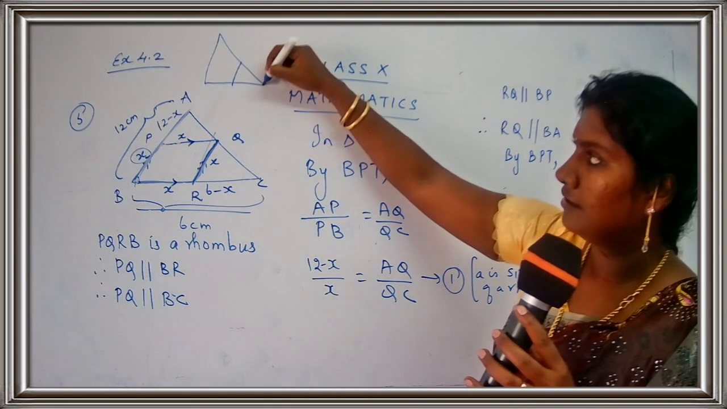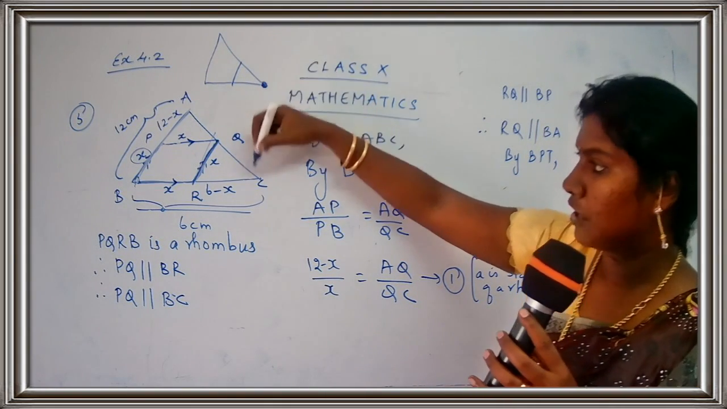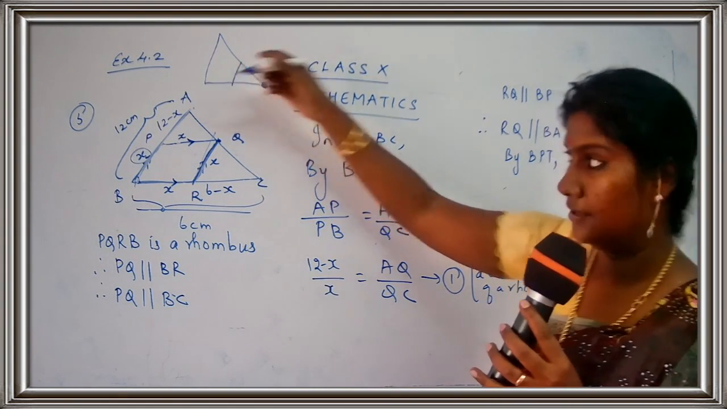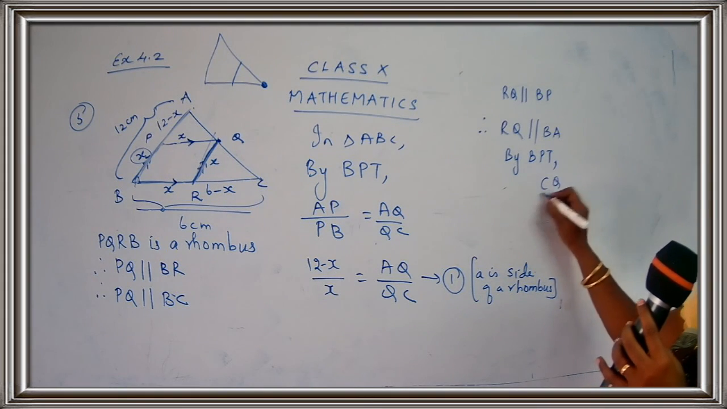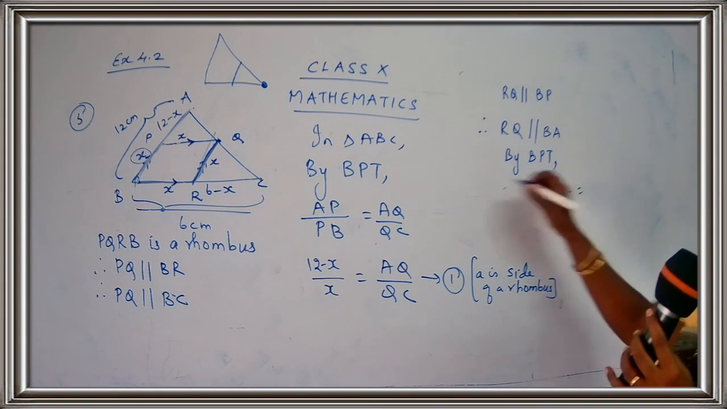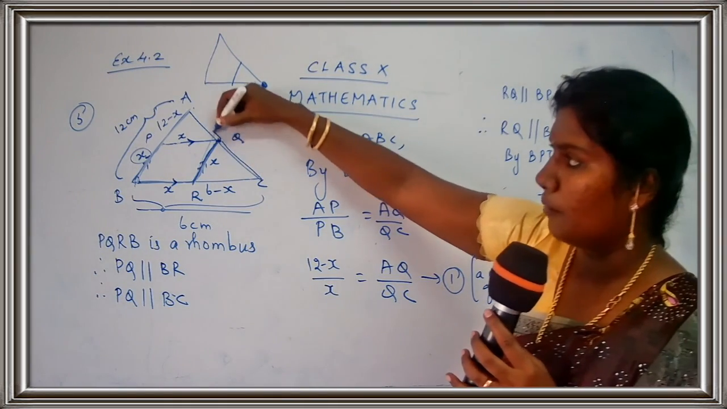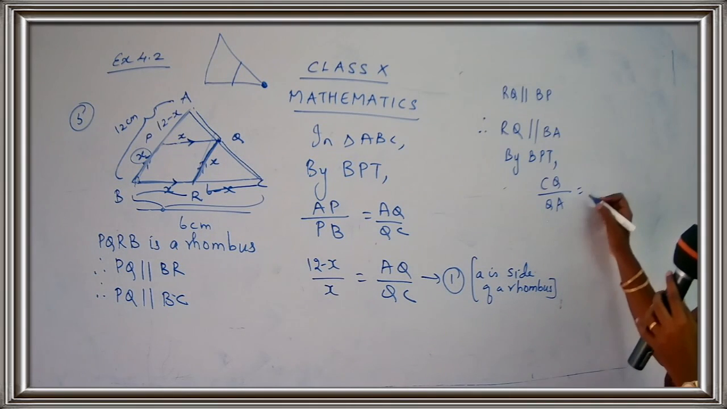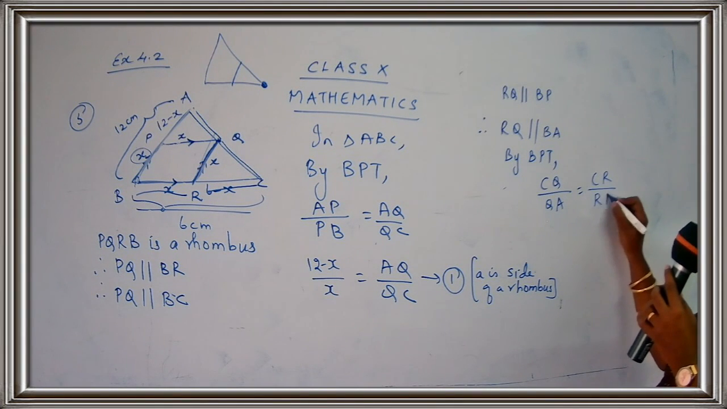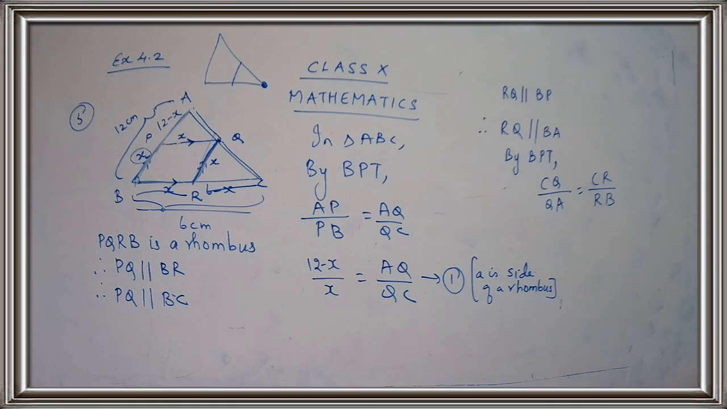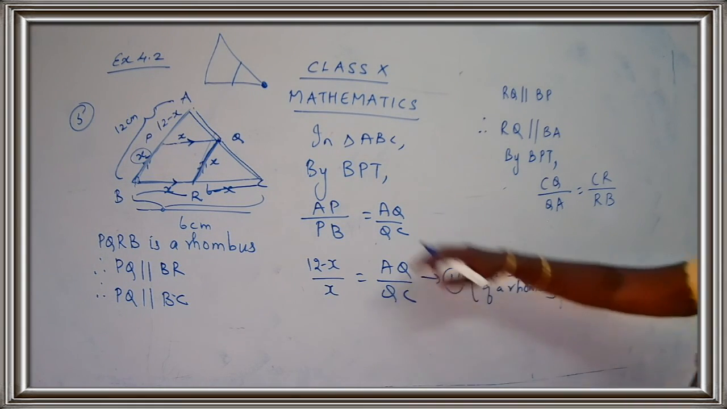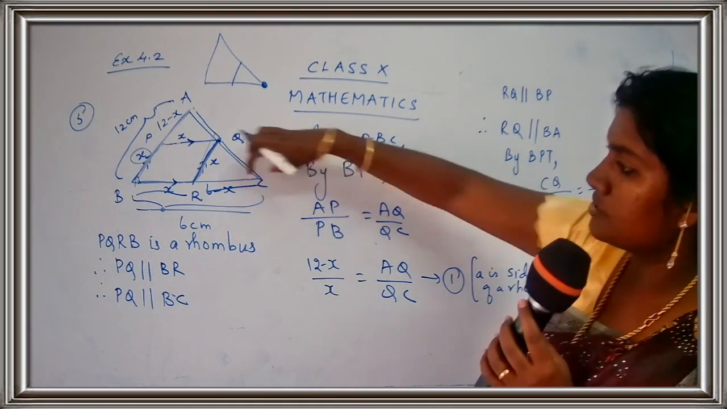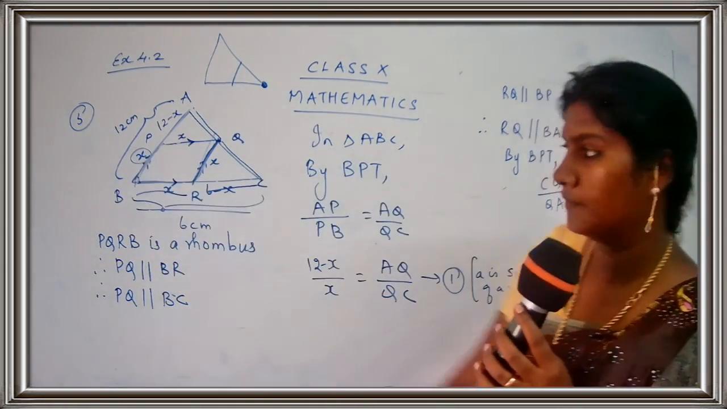So we are going to take this part as a common part. How will we take the ratio? CQ upon QA. Let's go with the ratio part. CQ upon QA is equal to CR upon RB. What do you get? CQ upon QA is equal to CR upon RB.